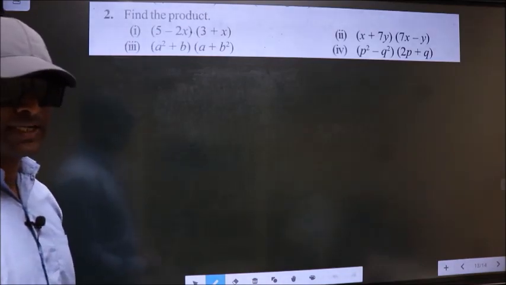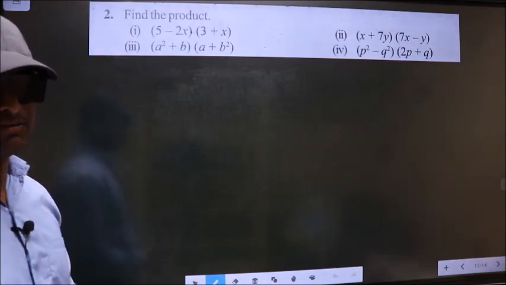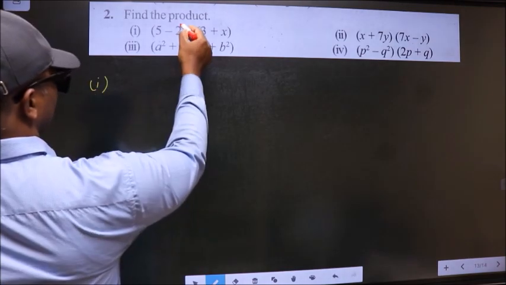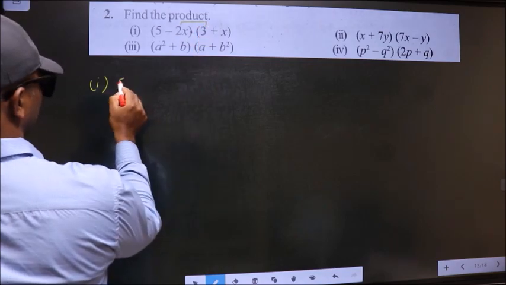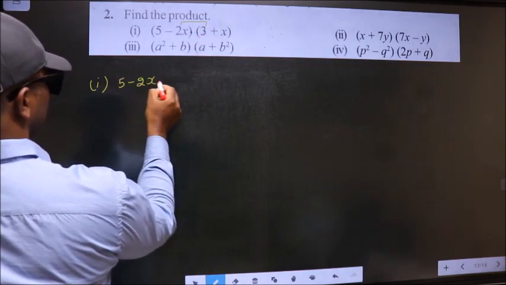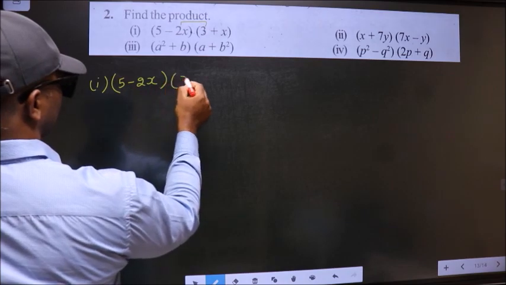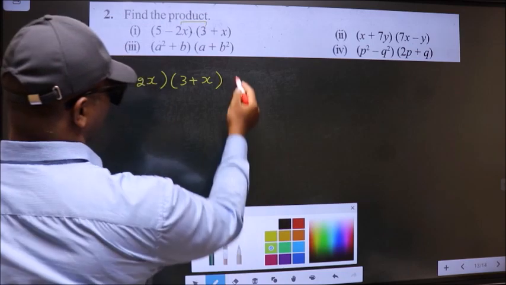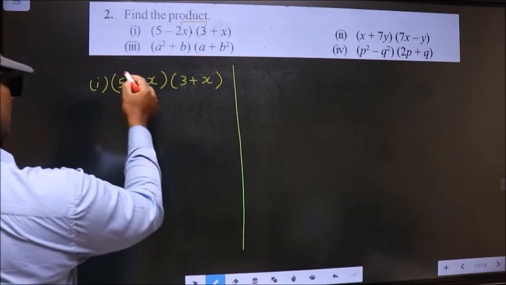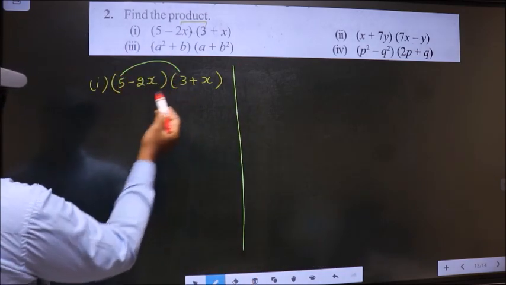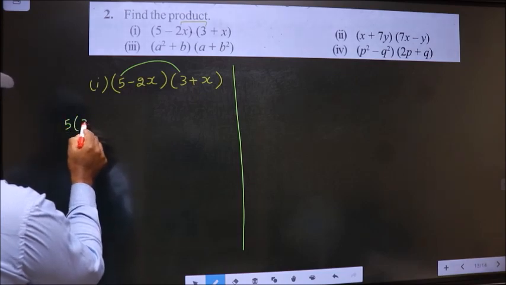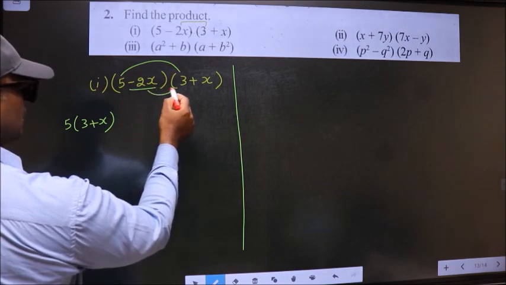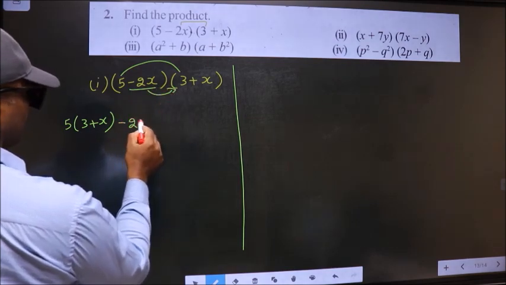Find the product. To find the product, we should do it in this way. See, first bit, we should multiply these two, that is 5 minus 2x into 3 plus x. First, with 5, we should multiply this bracket, that is 5 into 3 plus x. Now with minus 2x, we should multiply this bracket.